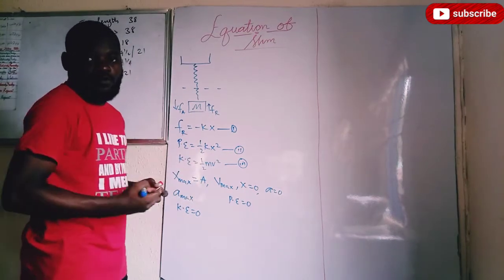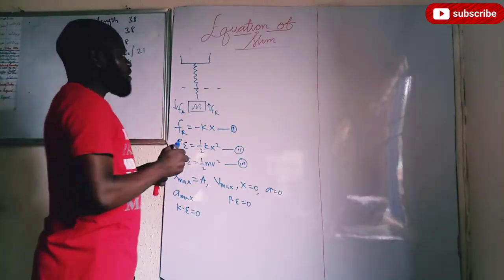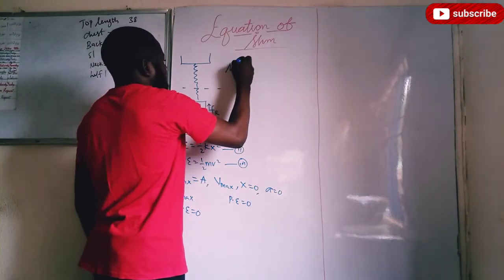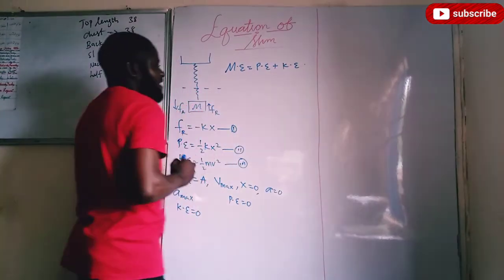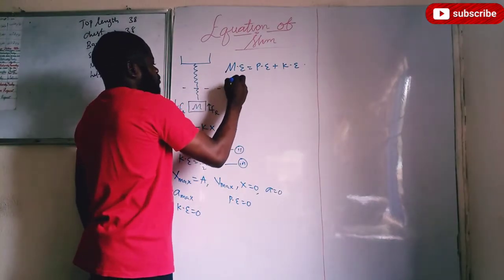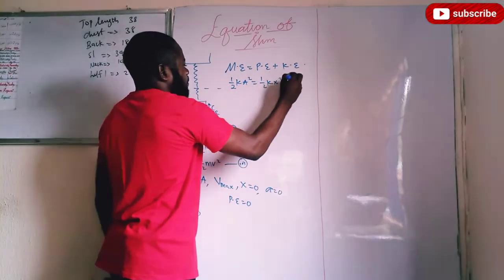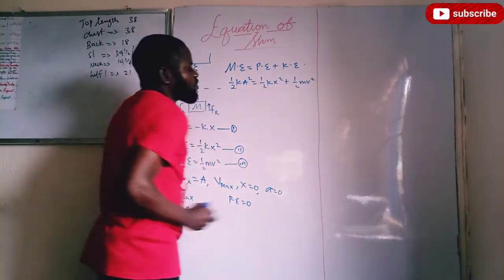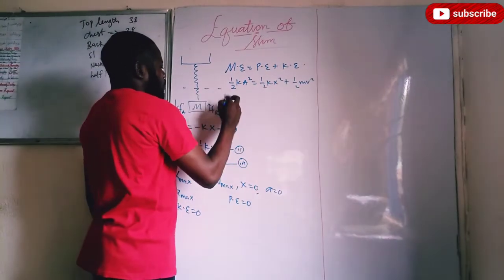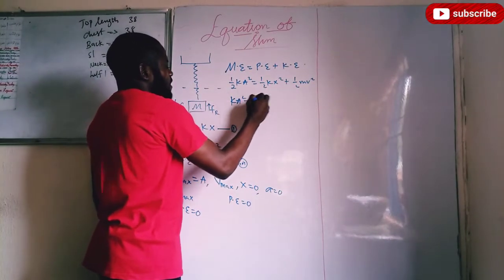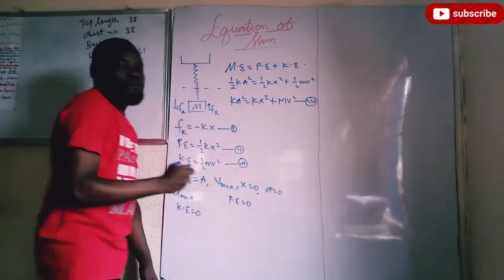So let's go to the fourth equation, and that fourth equation is talking about the total energy of the system. So when you talk about the total energy of the system, we have that the mechanical energy equals potential energy plus kinetic energy. So our mechanical energy is 1 over 2 ka squared equals 1 over 2 kx squared plus 1 over 2 mv squared. So 1 over 2 is common. If I multiply through by 2, I will have ka squared equals kx squared plus mv squared. So I'll call this equation 4.